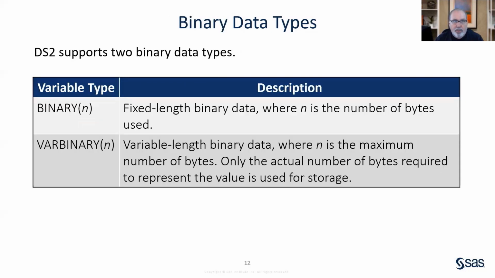And finally, DS2 supports 2 binary data types. Binary types are normally used to store things like videos and images and sometimes binary flag type data. These come in 2 types: fixed length binary data, where n is the total number of bytes you're going to make available, or var binary, which is variable per row, where n is the maximum number of bytes that can be stored in that particular column. In a var binary column, of course, only the actual number of bytes needed to store the value you store is used for each row.